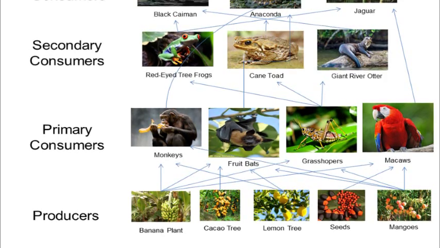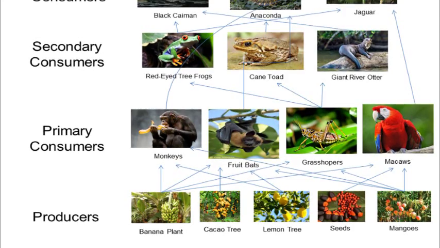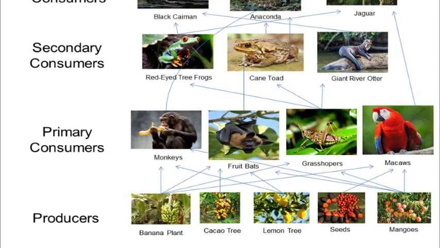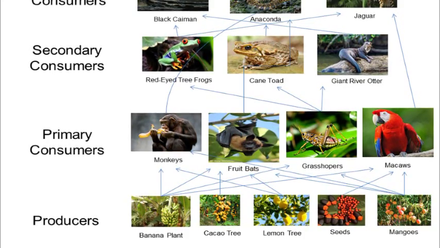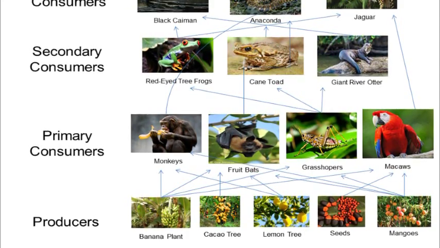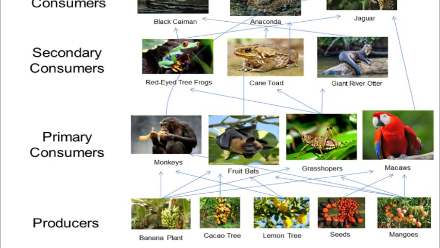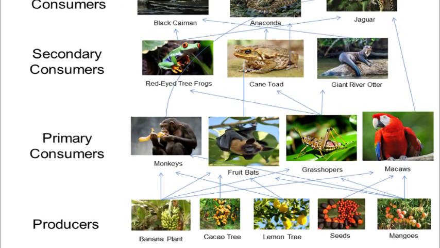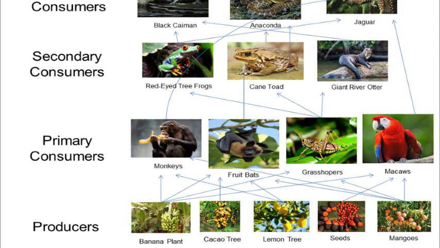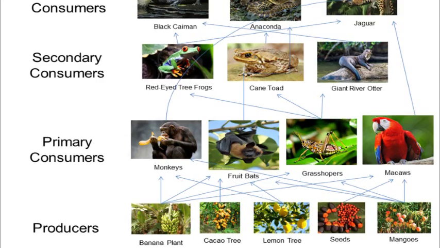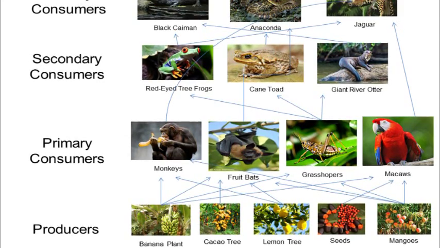This is very important. We're going to observe how the Amazon rainforest is organized in a food web. A food web consists of all the food chains in a single ecosystem. As you can observe, the producers are located at the bottom level. The banana plant and the mangoes are eaten by all 4 primary consumers: monkeys, fruit bats, grasshoppers, and macaws. The cacao and the lemon tree are eaten only by the fruit bat. The seeds are eaten by the macaw.